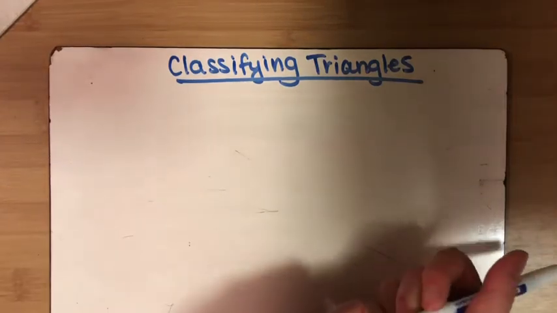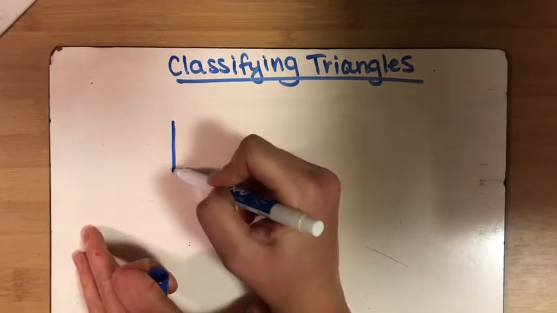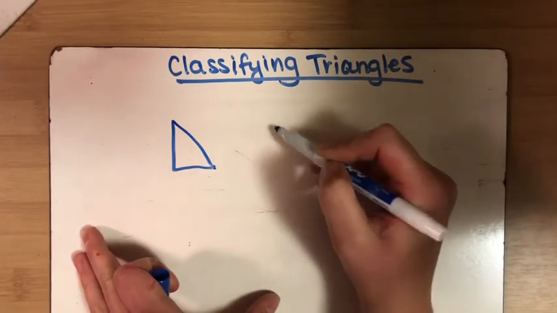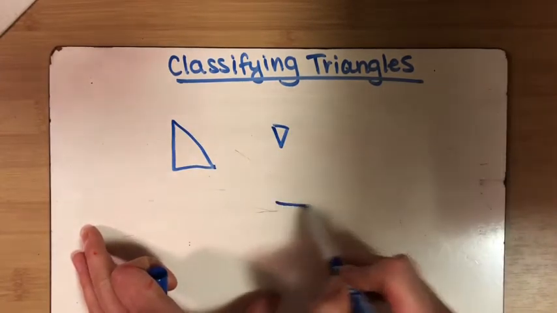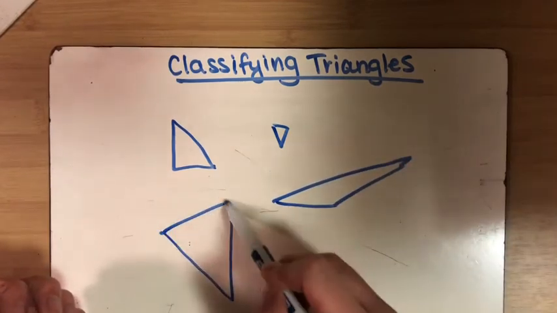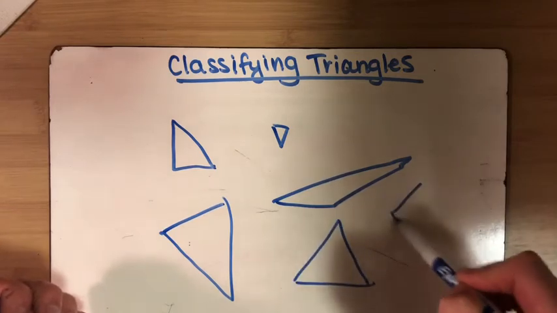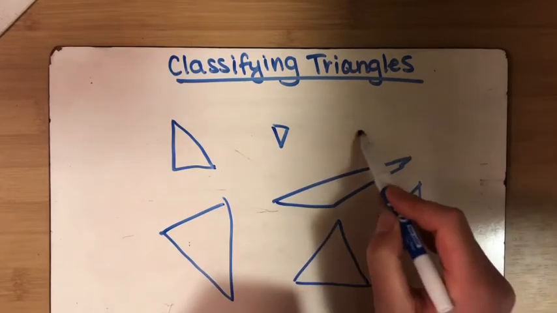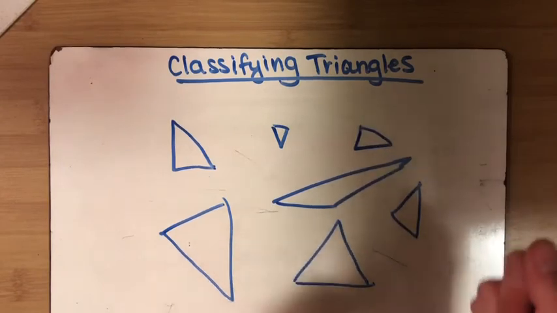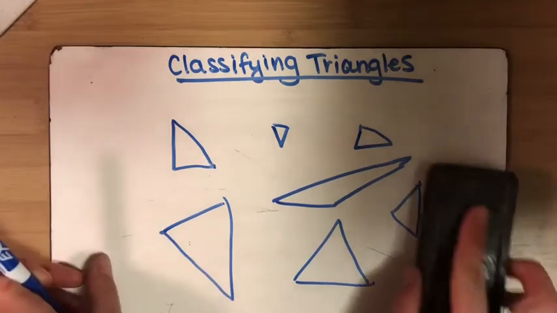Today we're going to be doing some classifications of triangles. There are lots of different kinds of triangles. You might have seen triangles that look like this, or like this, or like this. We have all different kinds of triangles all over our houses, all over the world. Triangles are a very natural shape that we see all the time. And there are different types of triangles, and we're going to learn what those types are.